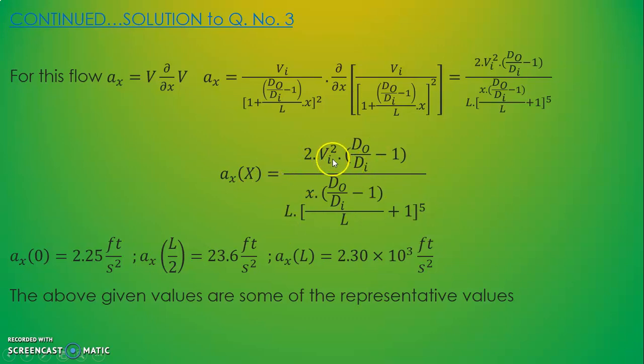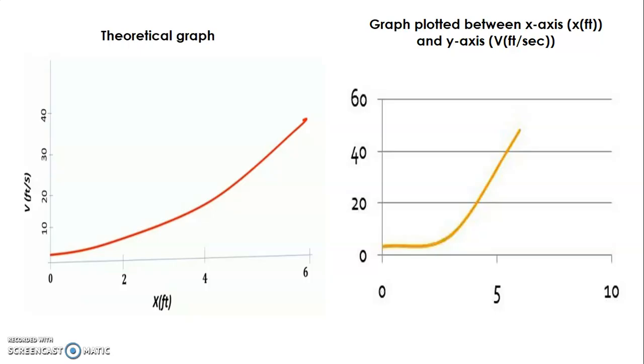Ax is 2 into Vi square into (Do by Di minus 1) divided by L, into (x into (Do by Di minus 1) divided by L plus 1) whole raised to the power 5. Ax at 0 is equal to 2.25 feet per second square. Ax at L by 2 is equal to 22.6 feet per second square. And Ax at L is equal to 2.30 into 10 to the power 3 feet per second square. These values are representative values which can be obtained on putting the values for x at the distances 0, 3 and 6 respectively.